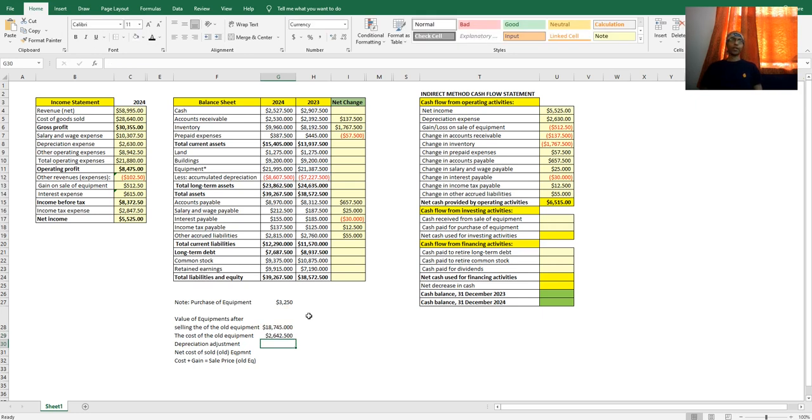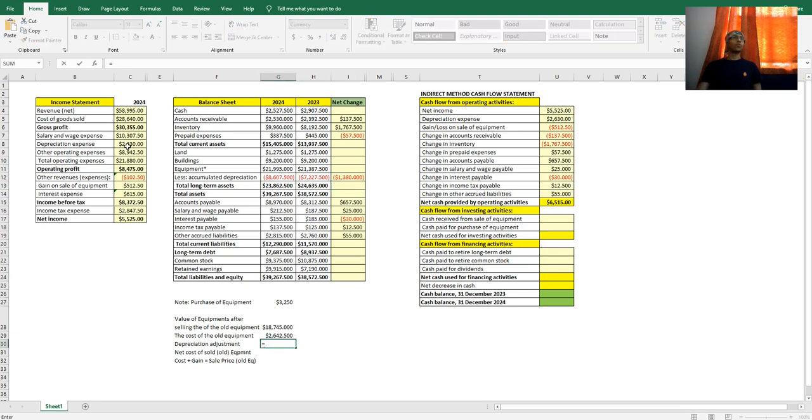Now this is the historical cost. To find out the depreciation adjustment, we have to do more calculations. First thing we have to find out is the change in accumulated depreciation. Change in accumulated depreciation is equal to 1380. Now this value, if you adjust it from the depreciation expense for the period, what you are left with is basically the depreciation adjustment from the old equipment.